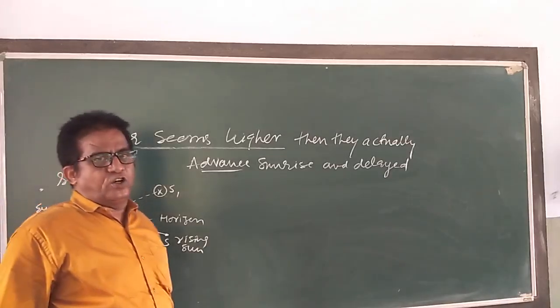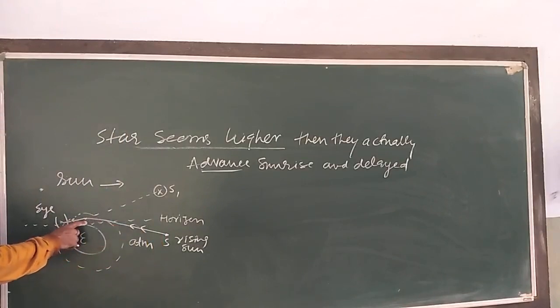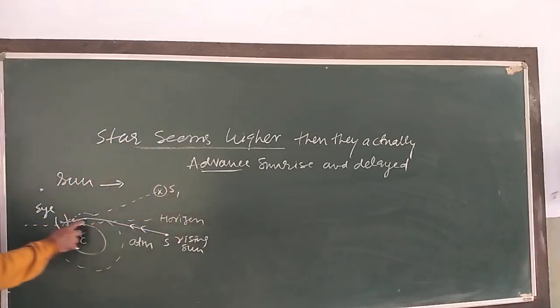Density of air goes on decreasing. So light from the sun, on entering the earth's atmosphere, passes from rarer to the denser medium, bending towards the normal every time.